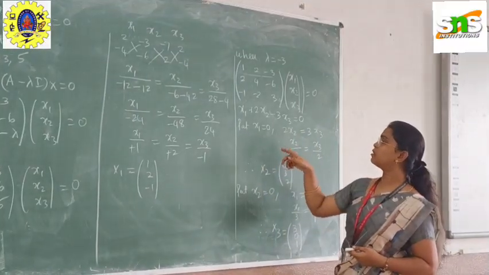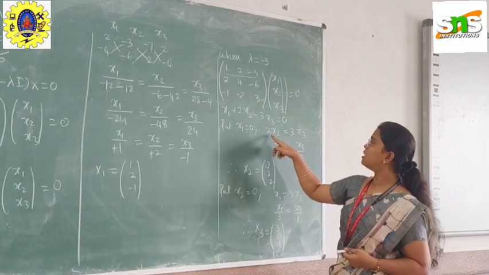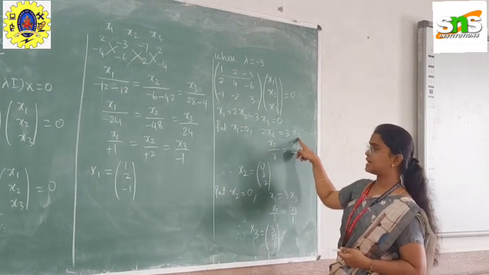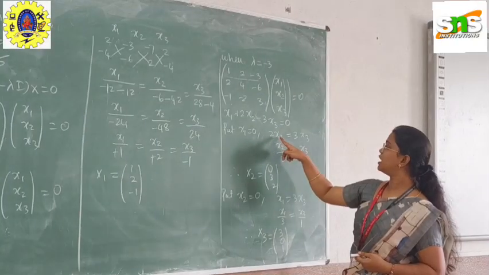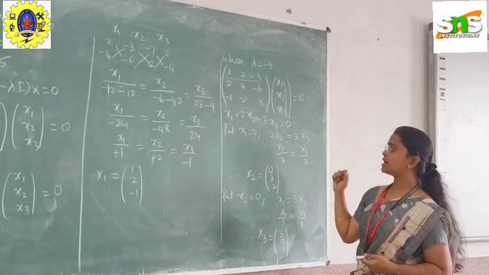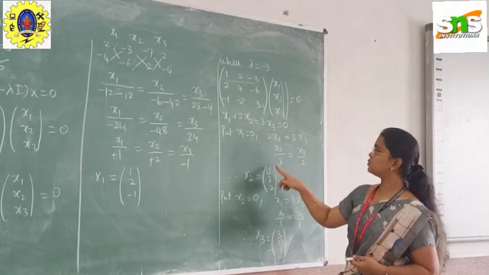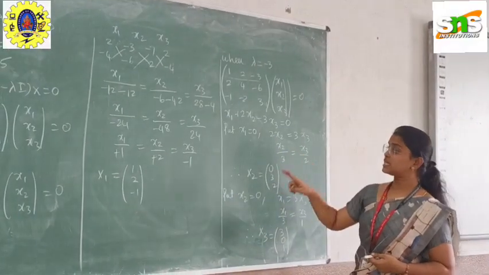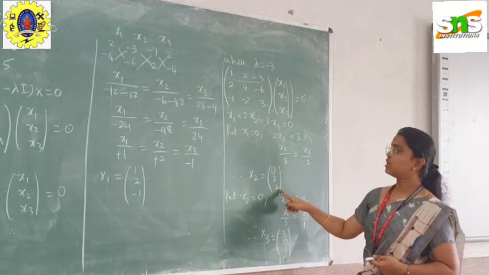So I am going to substitute x1 as 0. Then I will get 2x2 is equal to 3x3. I am taking this 3 to this side and this x2's coefficient to the right side. So I will get the x2 value as 3, the x3 value as 2, the x1 value as 0. So I am getting the second eigenvector as the matrix 0, 3 and 2.